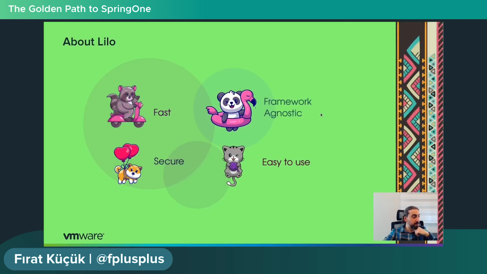Yes, Lilo is a GraphQL stitching library. Basically, it stitches remote or locally defined schemas together. And when it does its job, it does it quickly, mostly because it's very lightweight and we also try to keep the number of external dependencies low.